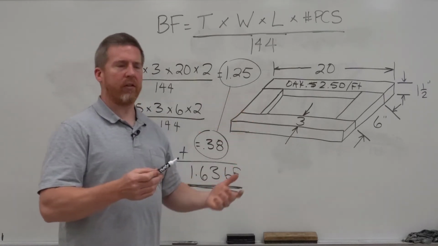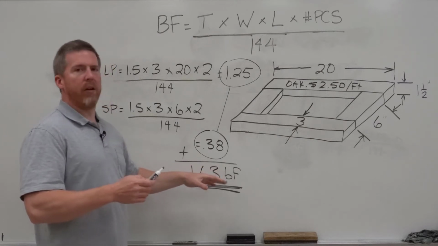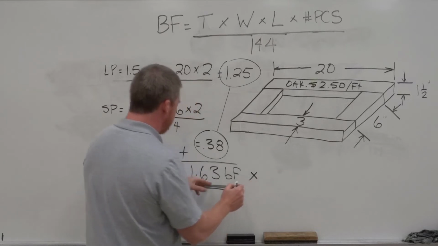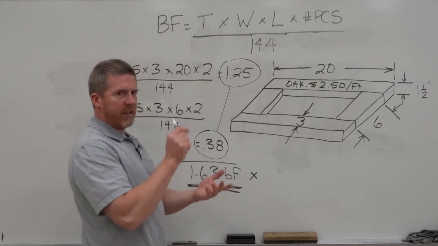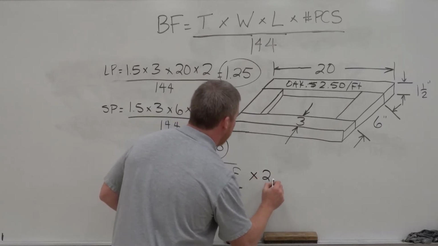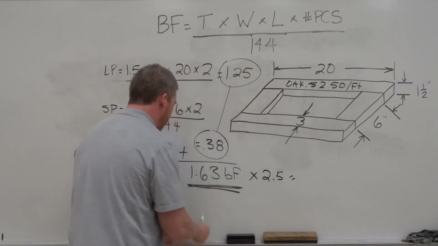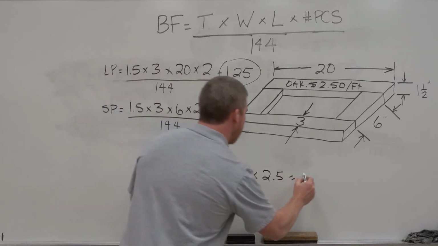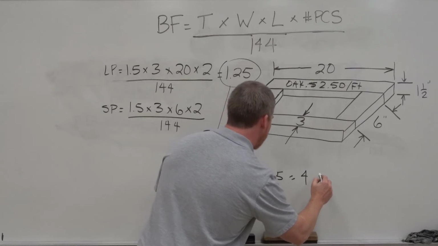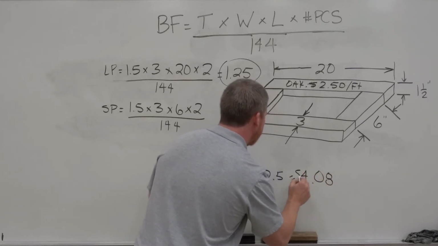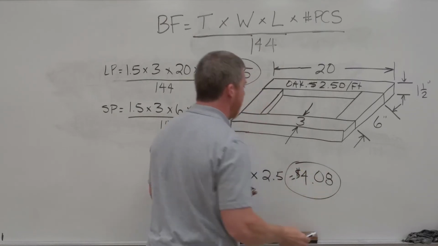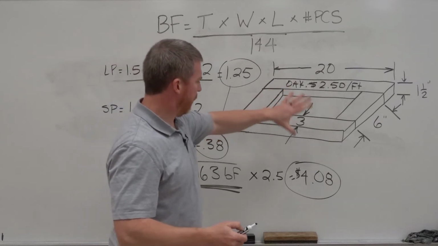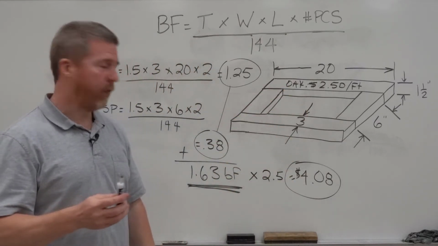So if it's oak, it's $2.50 a foot, and I have this many feet of wood, what do you do with the numbers? You multiply them together. Just hit times. This number should still be in my calculator. Just hit the times button, 2.5, $2.50, and you will get another number. And I got $4.08. And that is my final value or worth of this particular project, $4.08 for that frame.